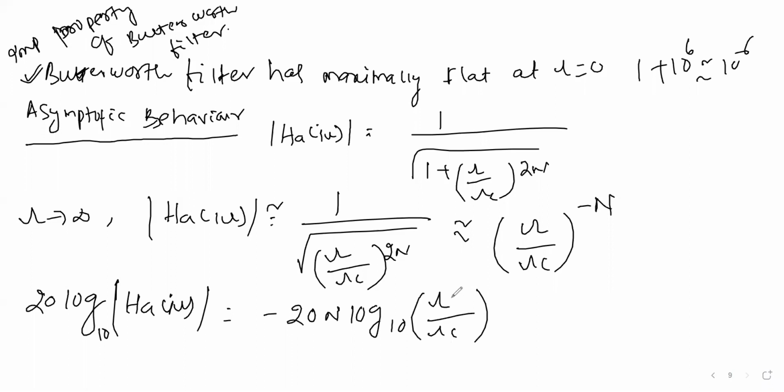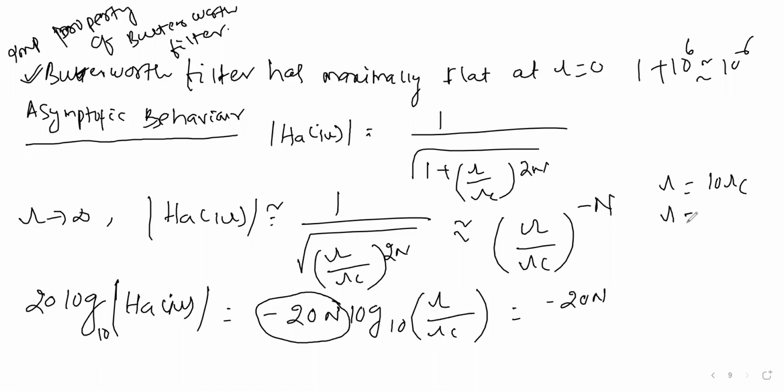Meaning is, when omega is increased by a factor of 10, then the characteristics go down by minus 20n. Yes or not? Because minus 20n. For example, see, it's very simple. If omega equals 10 omega c, then what will happen? This is 10, equals minus 20n.